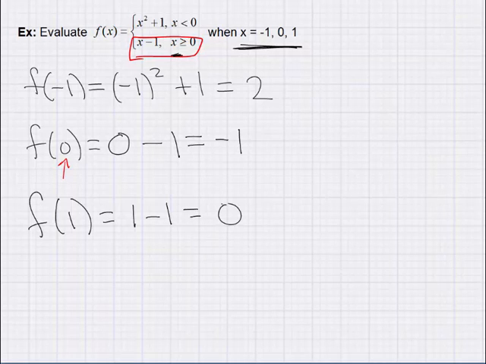Now the key is, I have to know where to put my value. I need to look at these domains. These two things cannot overlap. x is less than 0, x is greater than or equal to 0. They don't overlap. If, for some reason, I had, say, this: x is less than or equal to 0, x is greater than or equal to 0.